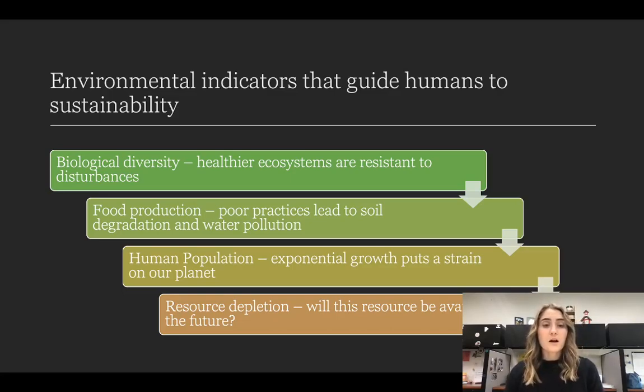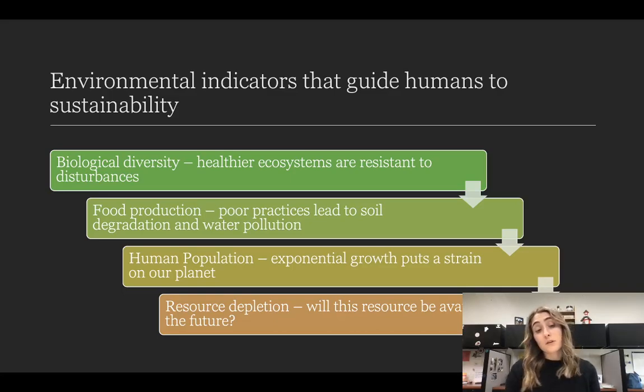Food production. The question would be, are we sustainably using soil? Because poor practices and overuse of soil can lead to degradation, can lead to water pollution, and those are all forms of not using land sustainably. So we would need to ensure in our food production methods that those practices are leading to soil that can continue to be used for multiple generations, and that the use of that soil isn't leading to further problems like runoff causing eutrophication or other types of water pollution.